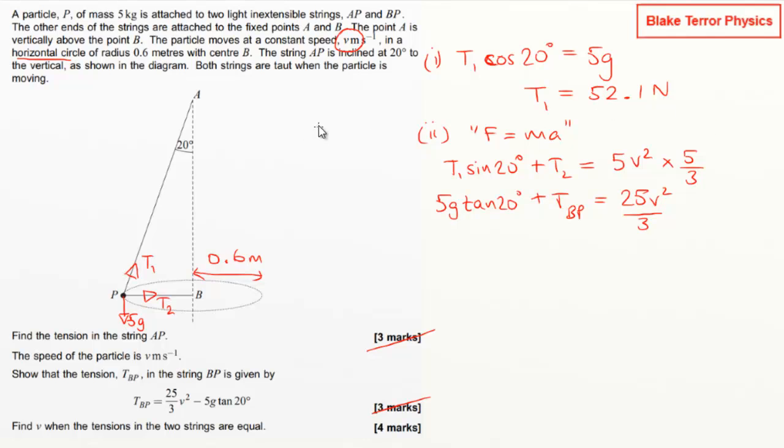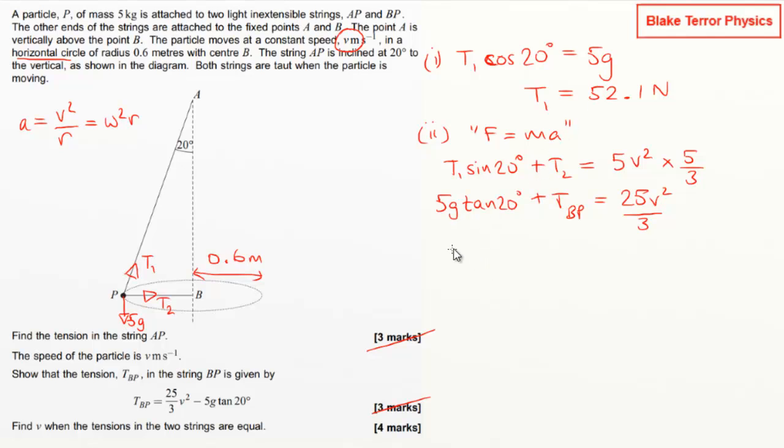But again, we're just using the old thing again of our acceleration is v squared over r, or it would have been omega squared r if we had been using angular velocity, but we're not in this case. Right, find v when the tensions in the two strings are equal. Okay, that should be fairly straightforward.